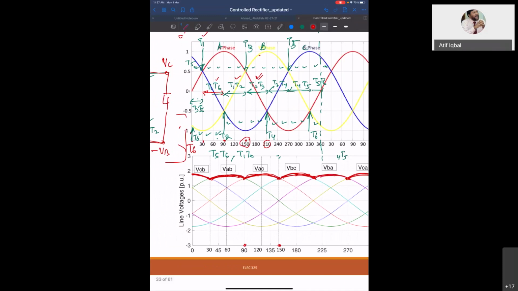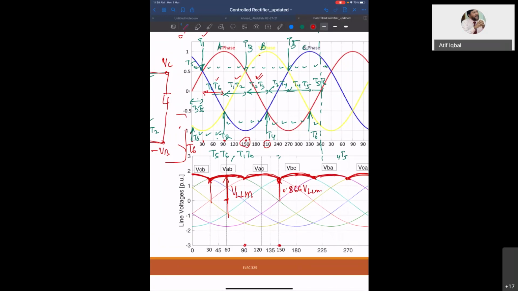So what is the peak value here? V line to line peak. And what is the minimum here? You can see the minimum is at 30 degrees of VAB. So you can check what is 30 degrees of VAB. I think it is 0.866 of V line to line peak. This is the minimum, so you can find the peak to peak ripple.